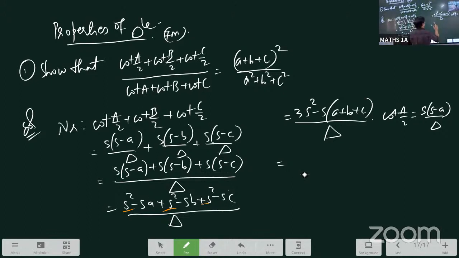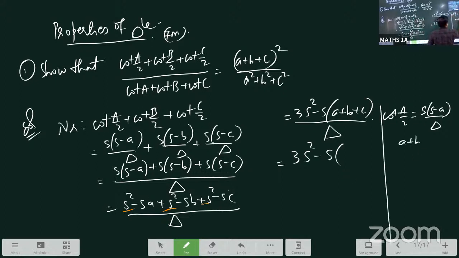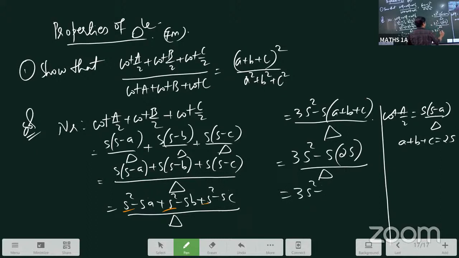That is equal to 3S square minus S into A plus B plus C. What is the next formula? Perimeter of a triangle is 2S, so I am going to replace A plus B plus C with 2S. Now 3S square minus 2S square by delta, that is equal to S square by delta. This is your simplification of the numerator. Keep it like that.